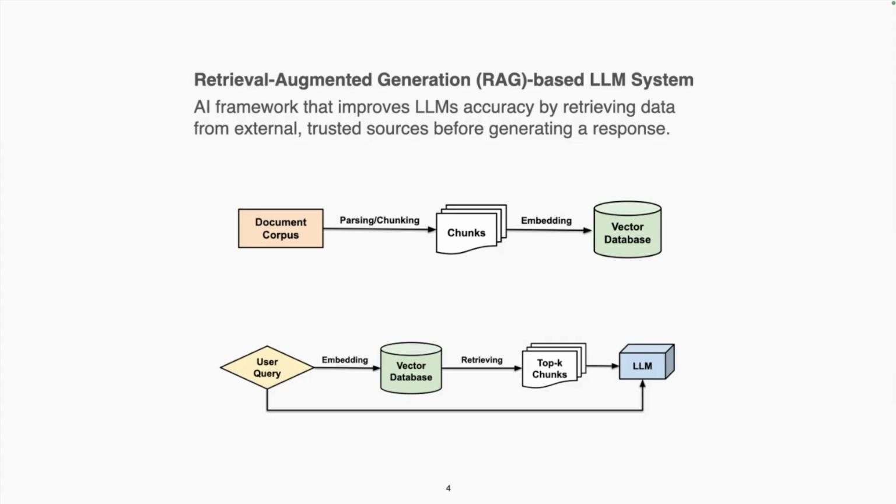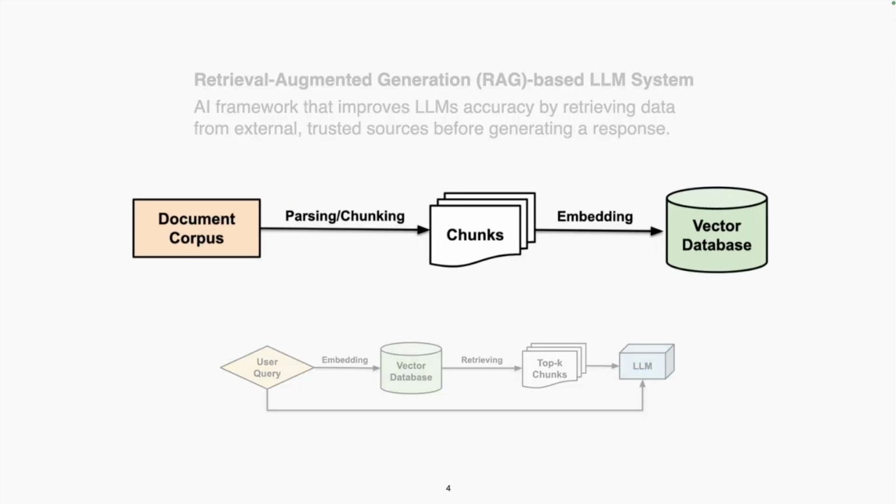To handle this situation, quite many LLM systems or applications are adopting a system called Retrieval-Augmented Generation, the RAG system. Let me briefly introduce how it works. Here we have a document corpus, meaning a set of documents like my medical history document. Given this document set, it first parses and chunks it into very small chunks so that it can handle them effectively.